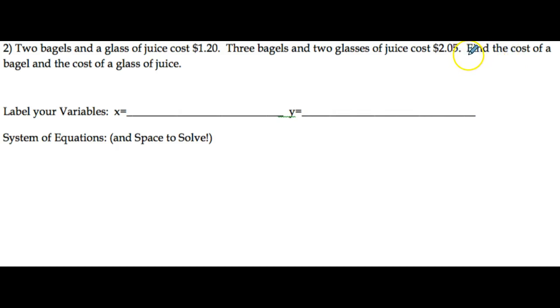So this is our clue. Find the cost of a bagel and the cost of a glass of juice. So that tells us our variables. So I'm going to say x is the cost of a bagel, and y is the cost of a glass of juice.